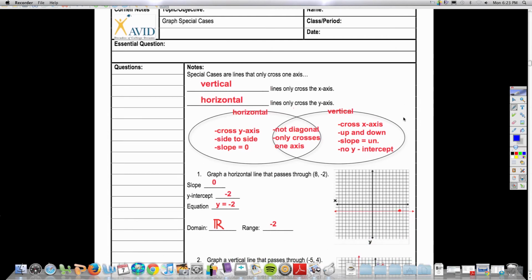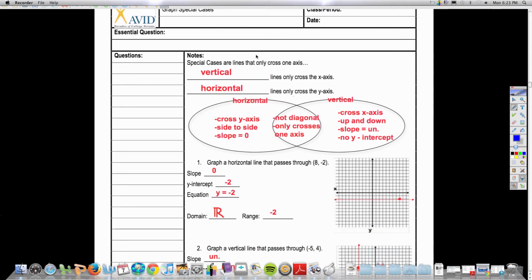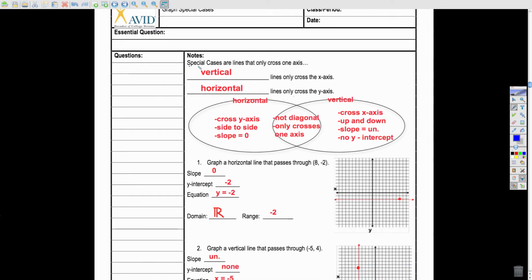Okay. These are just special cases. So this is basically horizontal lines and vertical lines. These are lines with zero slope. These are lines with undefined slopes. Special cases are lines that only cross one axis. Vertical lines only cross the x-axis. So if it's a vertical line going straight up and down, it's only going to cross the x-axis. Horizontal lines, if you have a horizontal line, it's only going to cross the y-axis.